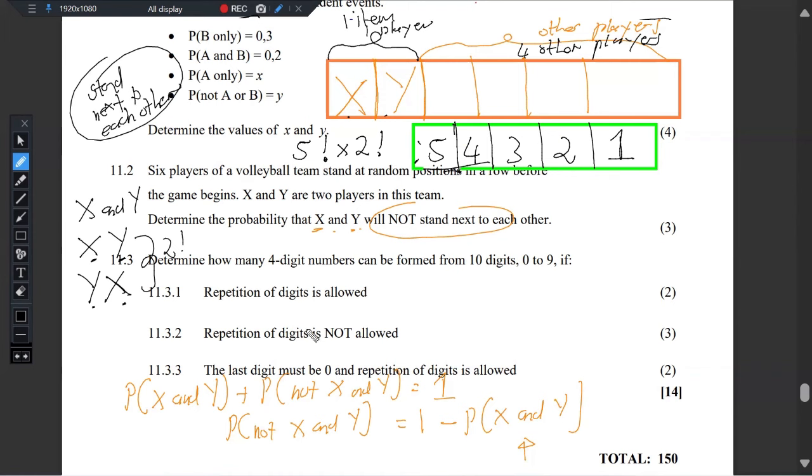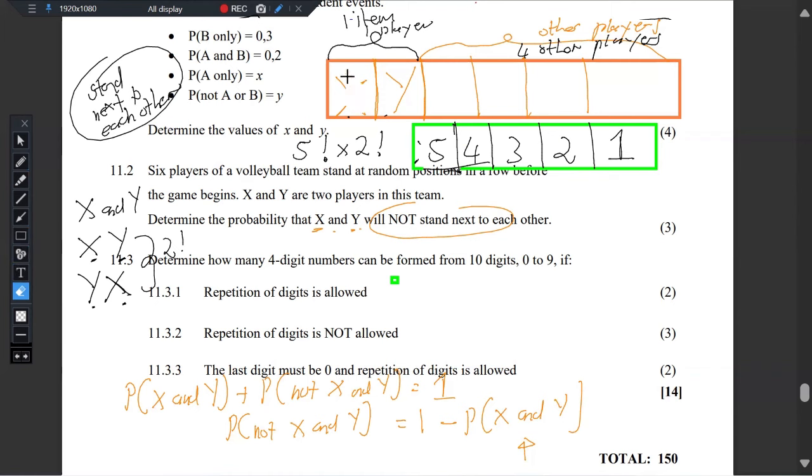Okay, but then remember, I'm trying to determine the probability. So the probability must always be over the sample space. Now, the sample space must be indicated by just arranging these players randomly in any fashion, right?